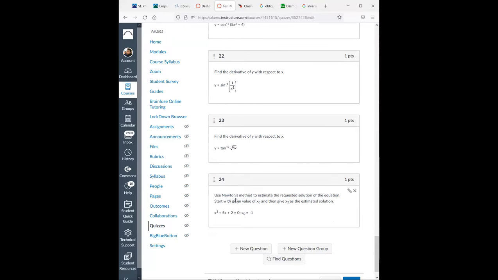24 is the Newton's method, which we just did last time. It was just a formula. So you're going to do this one. Here it gives you x0, so you would do it one time and then two times. And you just write down the two values. That's okay. We'll stop here.